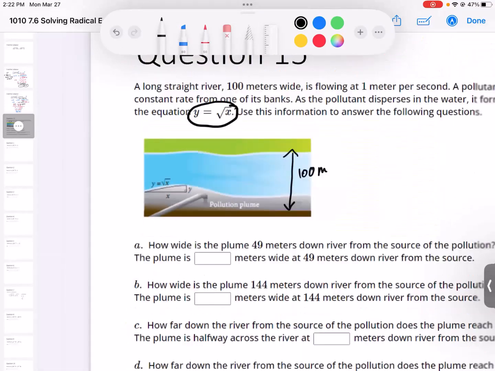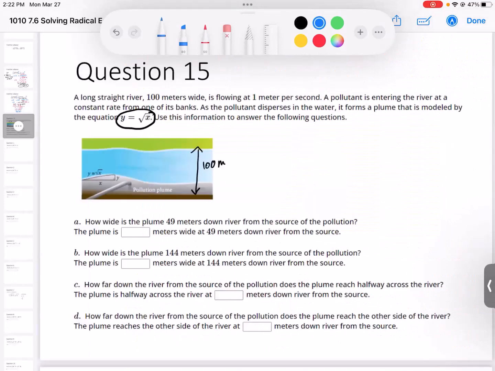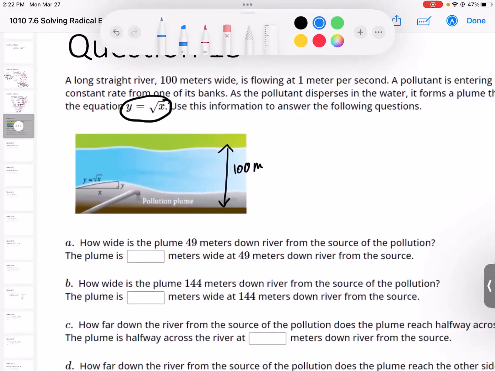And so when we're going through and answering the question, we just need to determine what they're asking for and what they gave us. So in the first one, it says, how wide is the plume 49 meters downriver from the source of the pollution? Well, they're asking me how wide is the plume. That means they're asking me for y. So that's the thing I'm looking for. And then the fact that it's 49 meters downriver tells me that x is 49, because x is the distance down the river that it's gone.